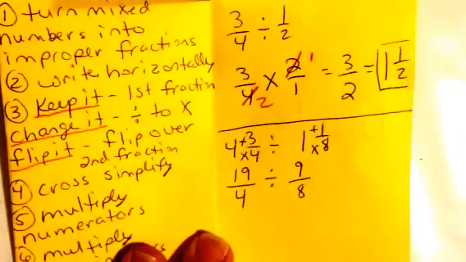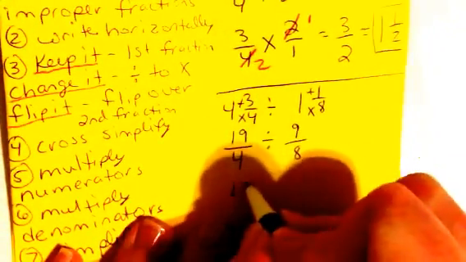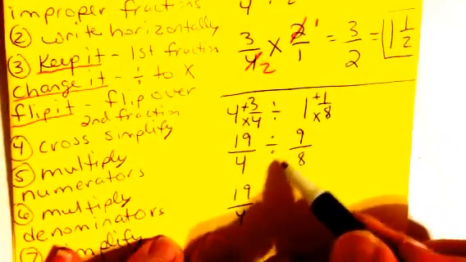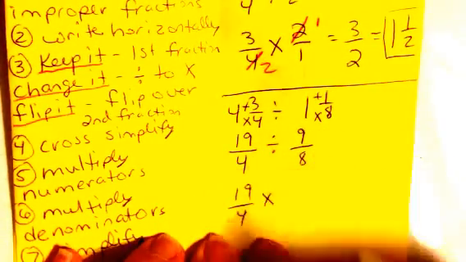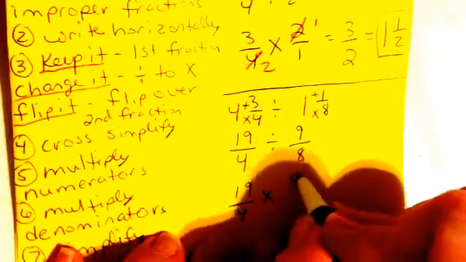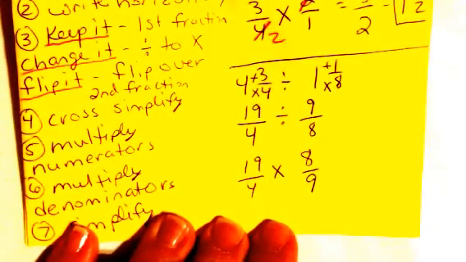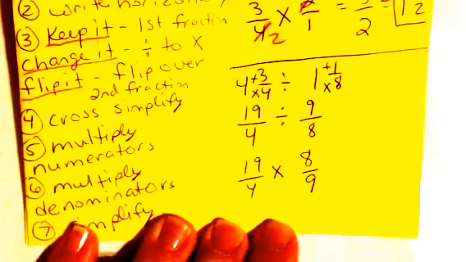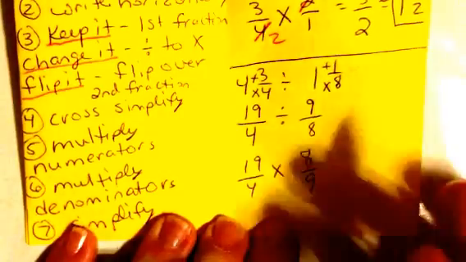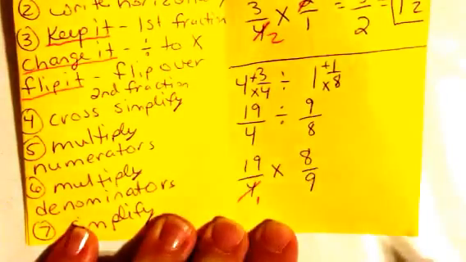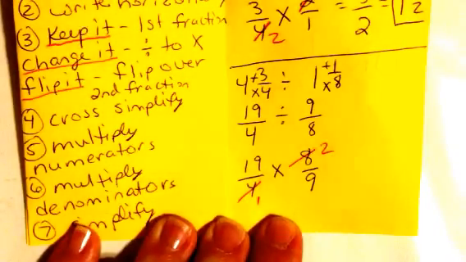So now that I have them as improper fractions, then I want to keep the first fraction, 19/4, change from division to multiplication, and then flip it. Flip the second fraction over to its reciprocal of 8/9. Okay, now it's just a multiplication problem. I follow the multiplication rules. I can simplify the 4 and the 8. They're both divisible by 4. 4 goes into 4 one time. 4 goes into 8 2 times. Now I don't have to multiply with quite so big of numbers.